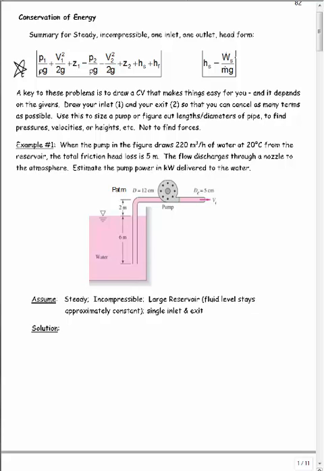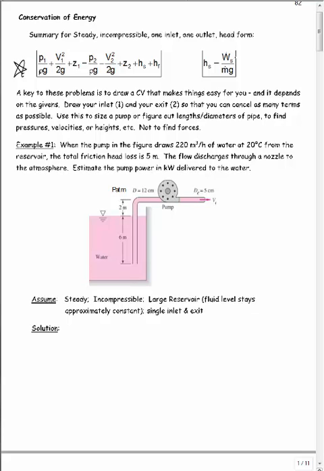The main idea behind this, or the thing that makes this the easiest to use, is to draw your control volume in the best way possible. So what you want to do is look at your picture or figure out what's going on in your problem, and look at where you know velocities, where you know pressure, that kind of thing, and always surround any pumps or turbines you want to use or find out about.